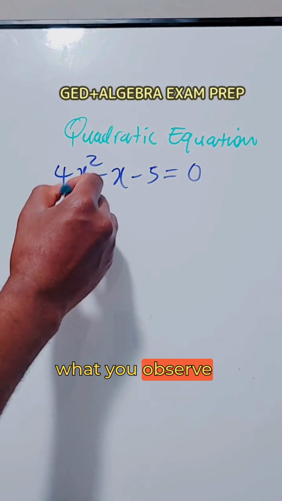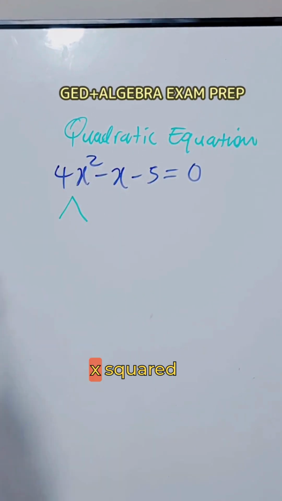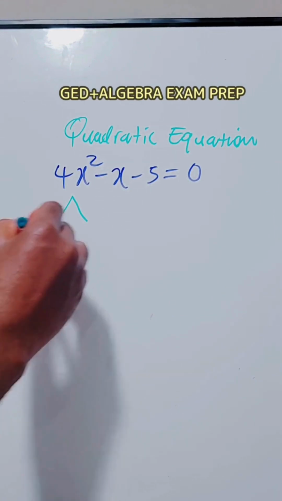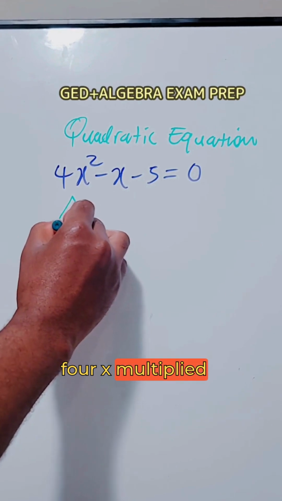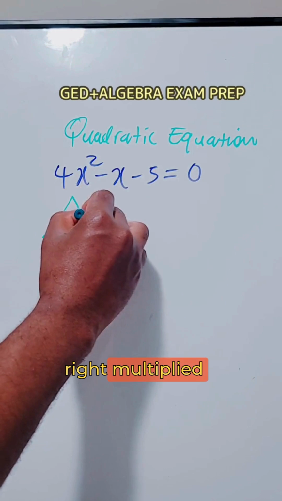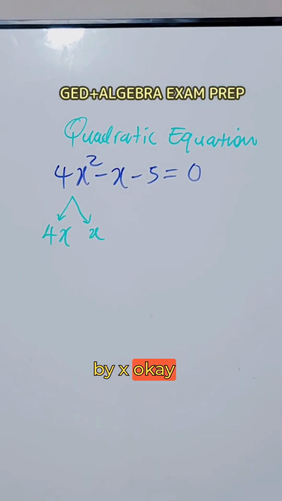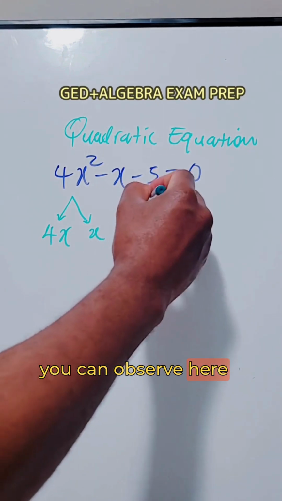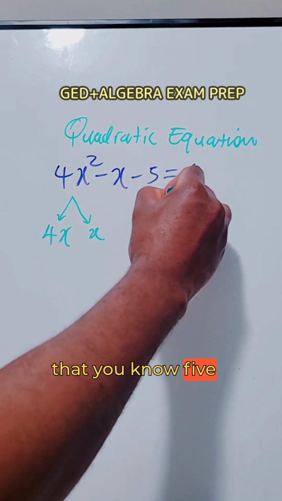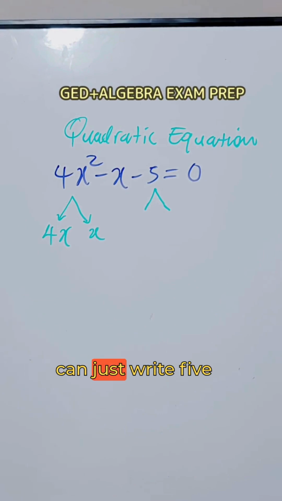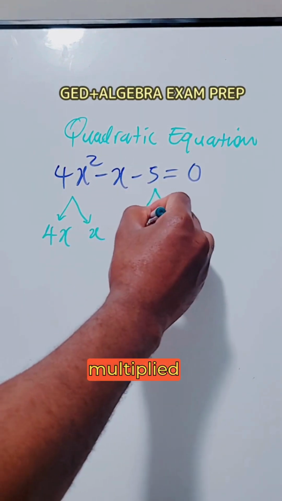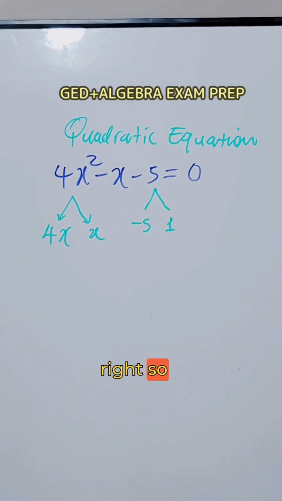So what you observe here is that 4x squared can be written as 4x multiplied by x, right? Then you can observe here that 5 can be written as what? We can just write it as -5 multiplied by 1, right?